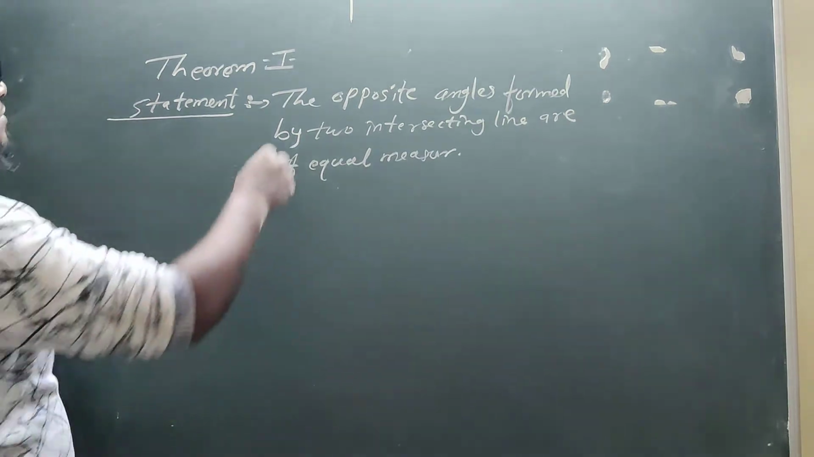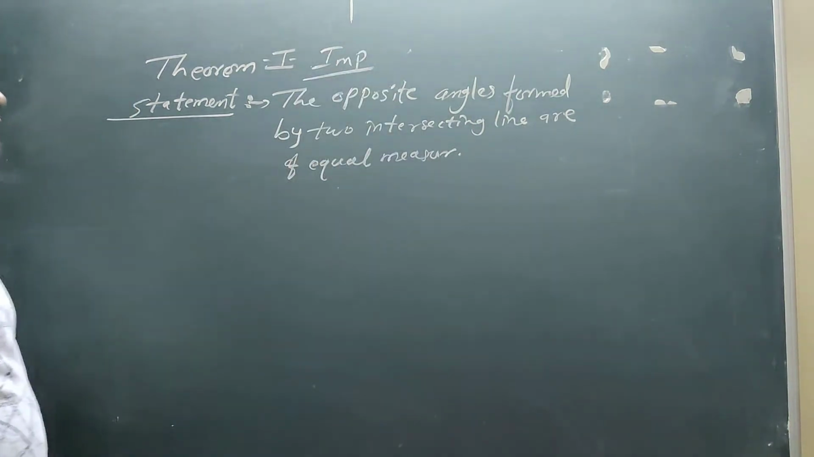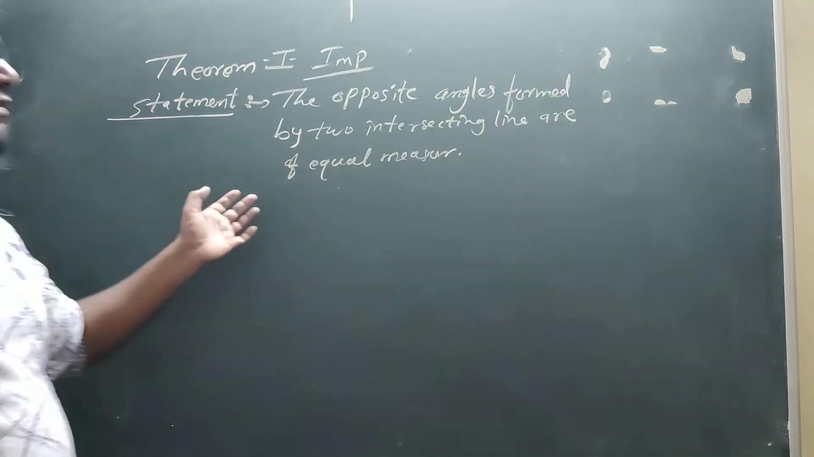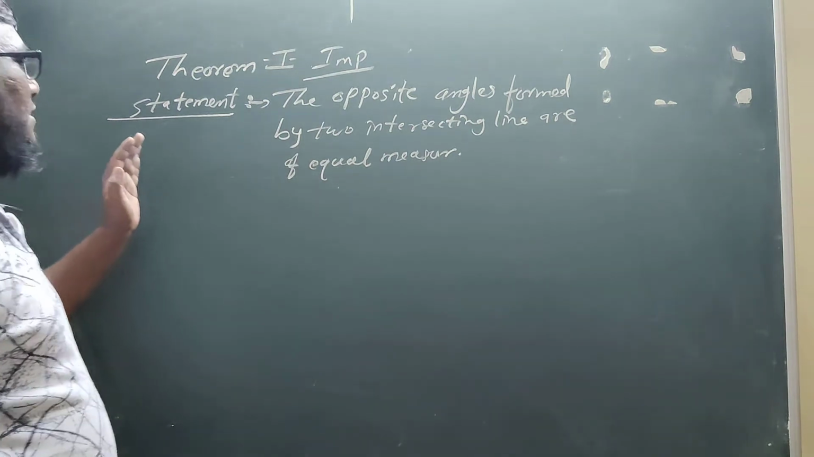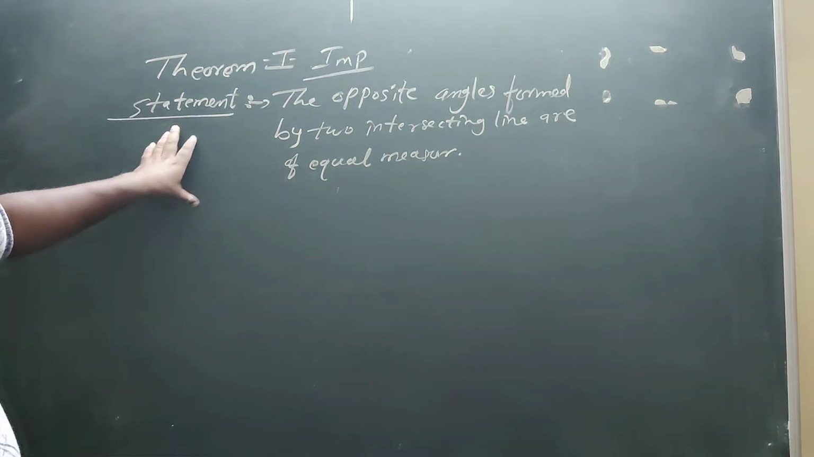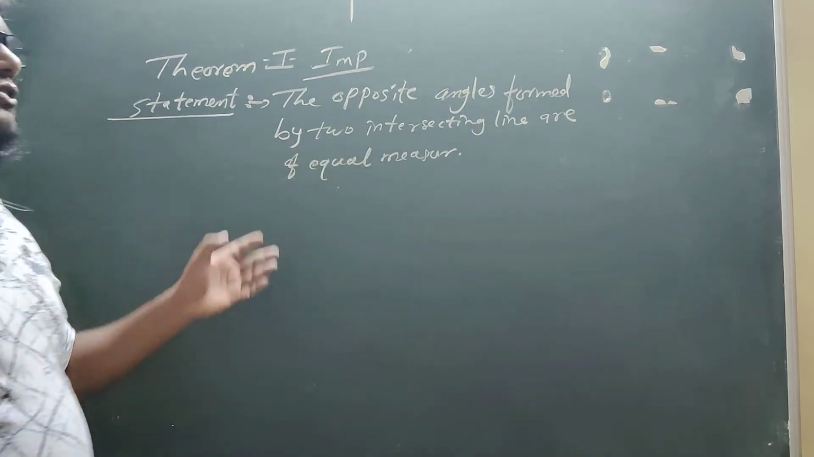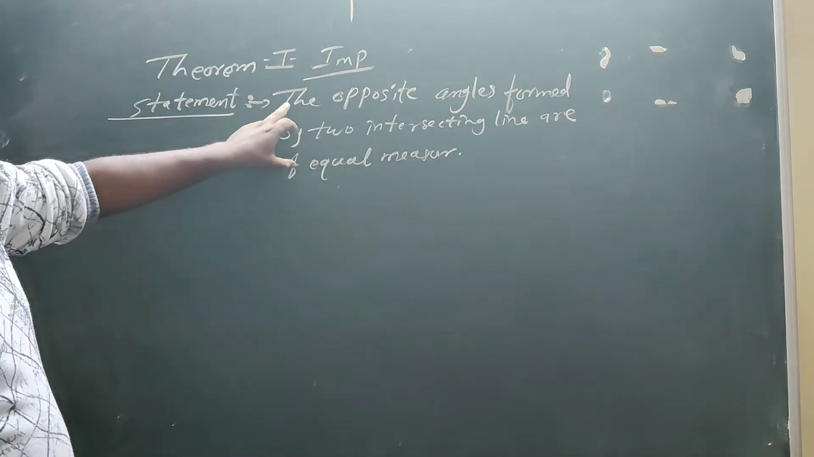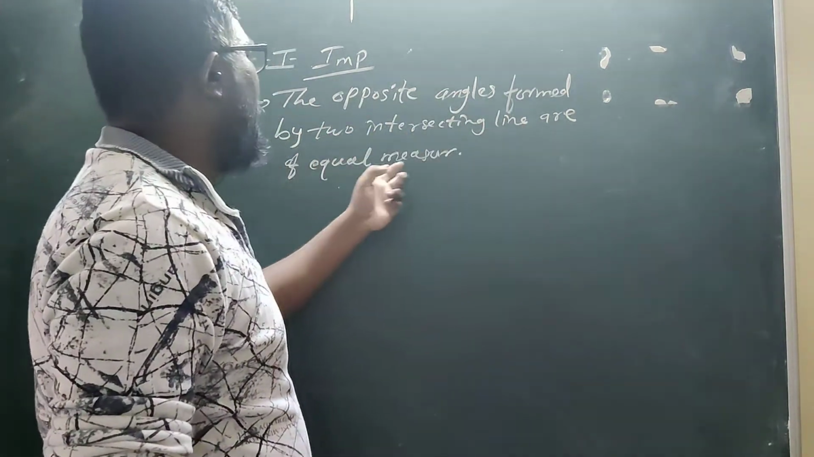This is a very important theorem regarding the exam, because this is the first theorem in our Maths 2 textbook, so it has great importance in the Mathematics 2 part 2 paper. The statement, as it is given in the question paper, is: the opposite angles formed by two intersecting lines are of equal measures.